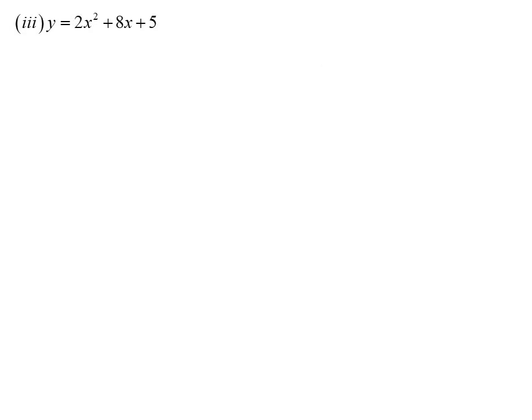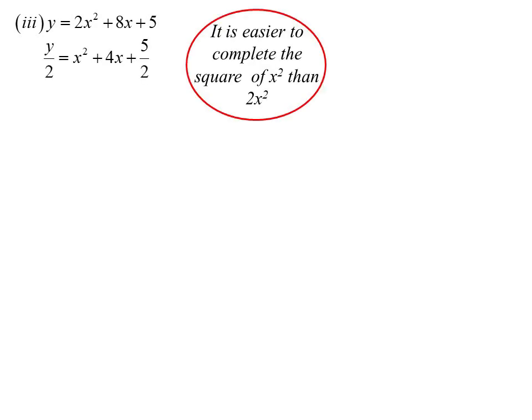Y equals 2x squared plus 8x plus 5. Well, I want it written as x squared. I find that easier to work with when completing squares and things like that. So I'll divide everything by 2. That's the first thing I'm doing there. Now I can complete the square.